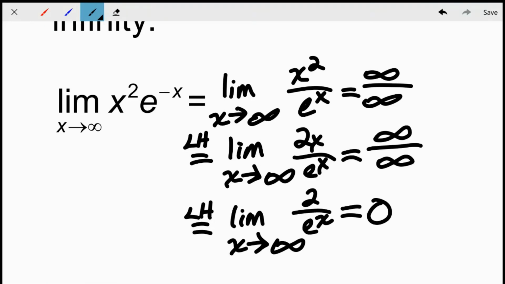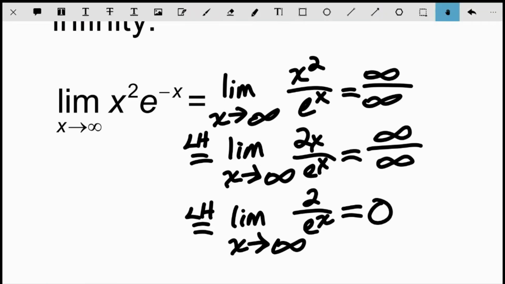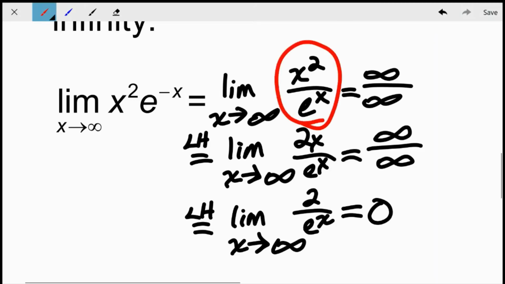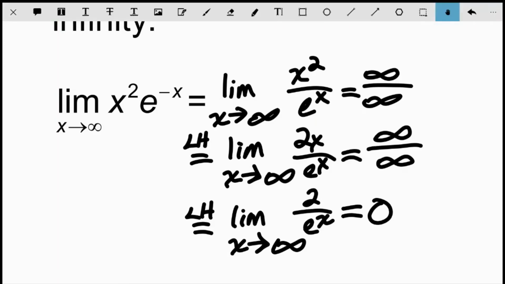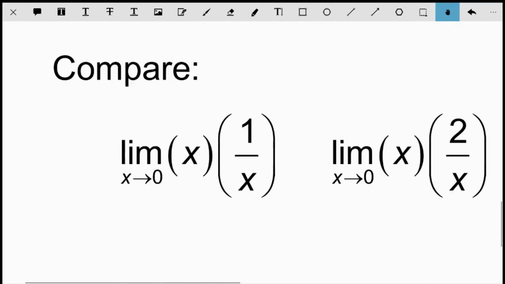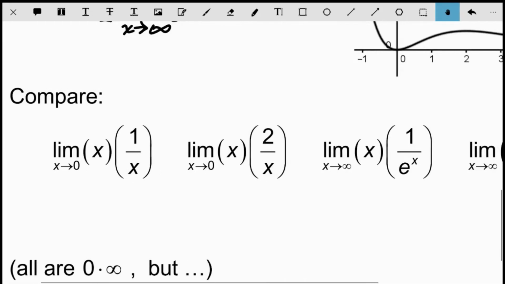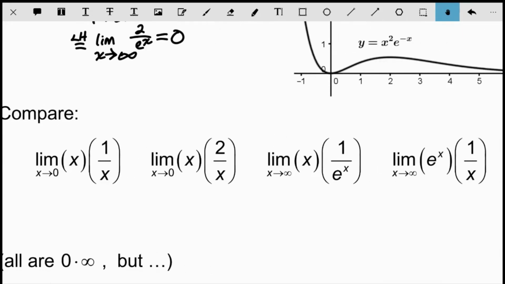Now the reality is I didn't even need to use L'Hopital's rule here, because when I got to this form, if you know your orders of magnitude, you know e to the x grows much faster than x squared. I could already tell it was going to be 0, but you can see that you can still use L'Hopital's rule. It's a valid application here. Okay, so here are some more similar types of questions where we've got limits that are in forms that don't necessarily fit the form that we need for L'Hopital's rule.